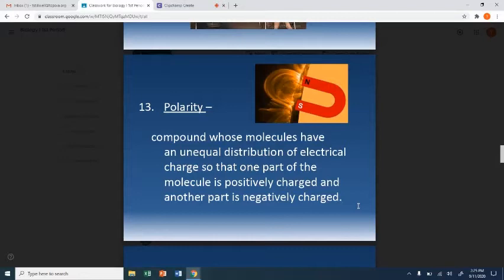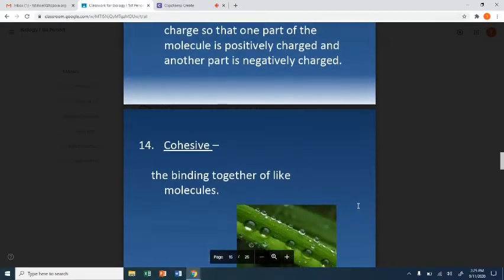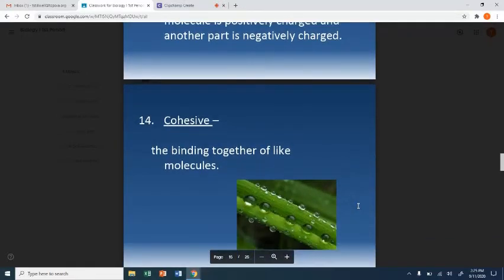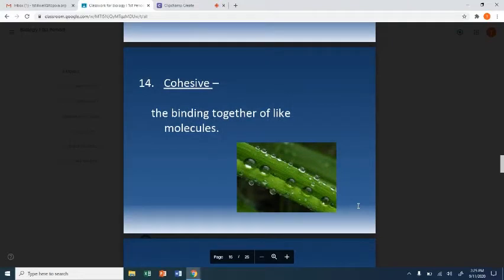Okay? Different ionic molecules are attracted to each other. Different polar molecules are attracted to each other. Cohesion is the binding together of like molecules or similar molecules. Water molecules are attracted to each other. Okay? When you see raindrops on a car windshield, the droplets are actually attracting. You can actually see them pulling towards each other.